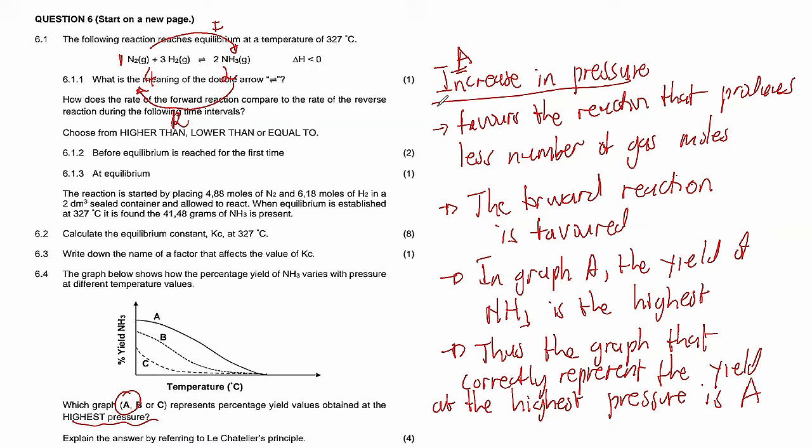And then how do you explain it? An increase in pressure favors the reaction that produces less number of gas moles. The forward reaction is favored in that case. In graph A, we can say that the yield of the NH3 is the highest, right? So this is the one that produces the highest yield of NH3, right? And then thus the graph that correctly represents the yield at the highest pressure is A.